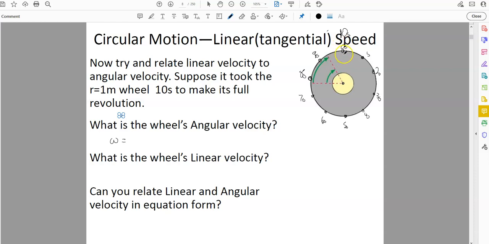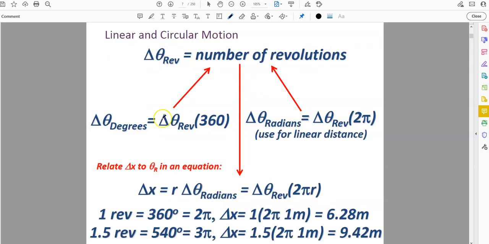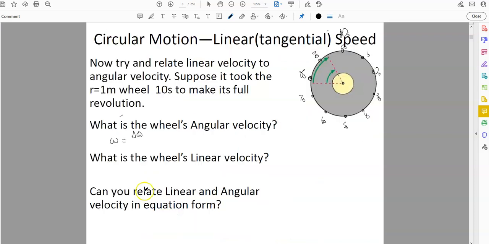It's also the number of radians it rolled through that period of time, or the number of degrees it rolled through. So basically, it's the angular displacement that we've been studying, similar to linear distance. So it's angular displacement over the period of time. And we're going to keep things in terms of revolutions. So I'm going to subscript this, the number of revolutions.